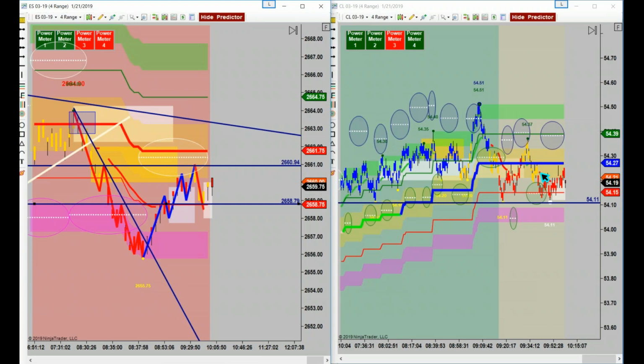What's probably going to happen is more than likely the moment I close the room, it's going to take off. But keep in mind, you need to be totally flat in the next 2 hours to begin with because the market does close at noon Central.